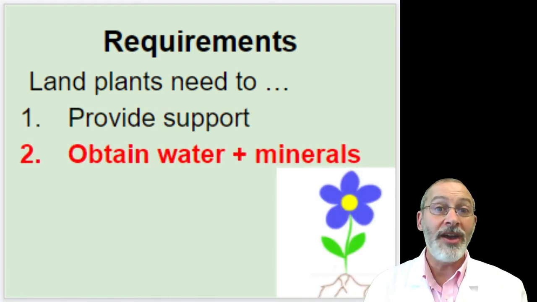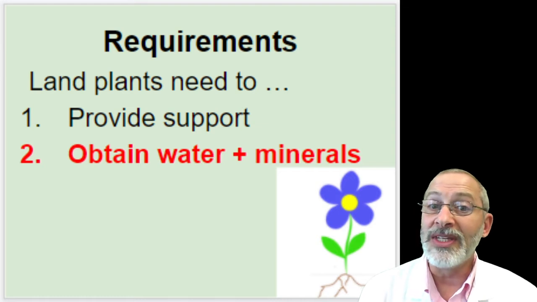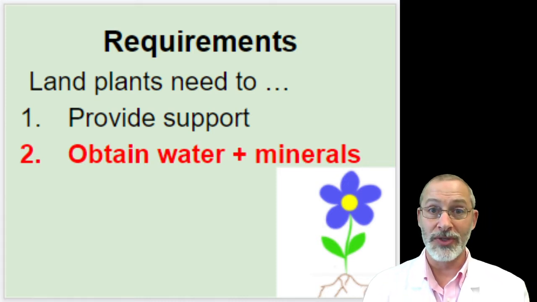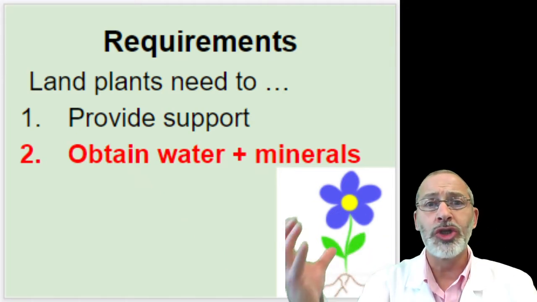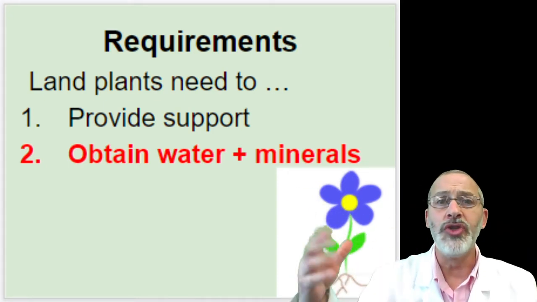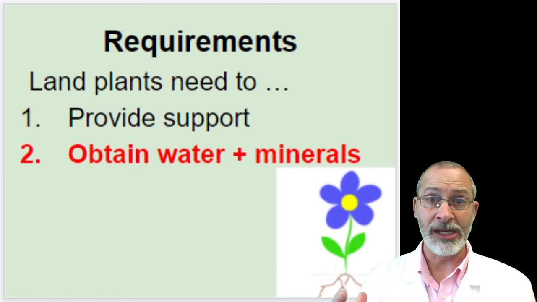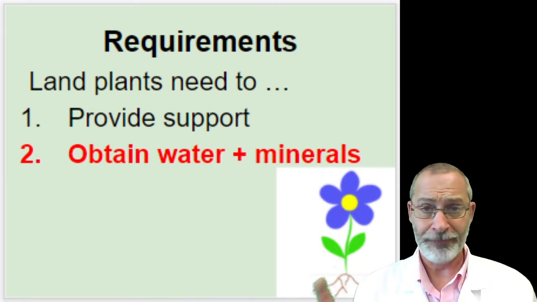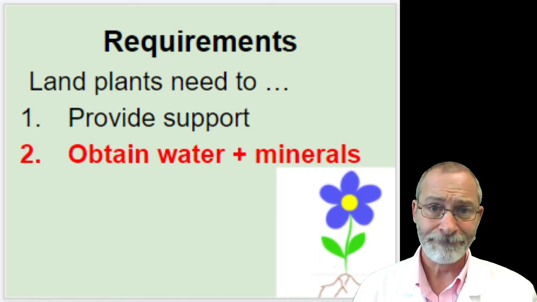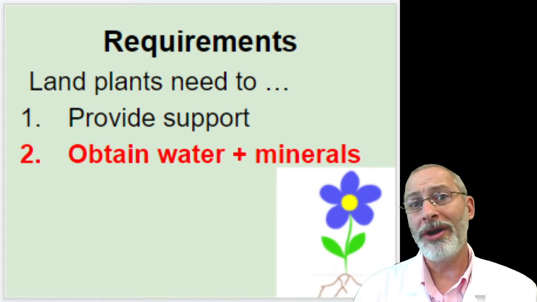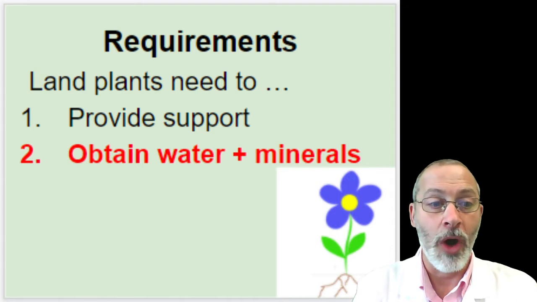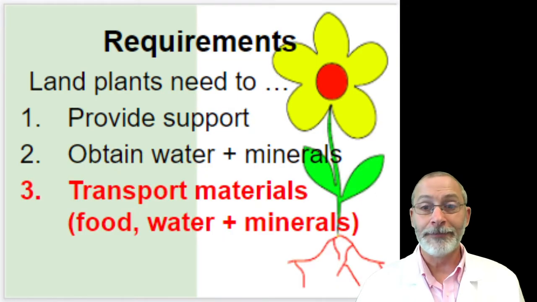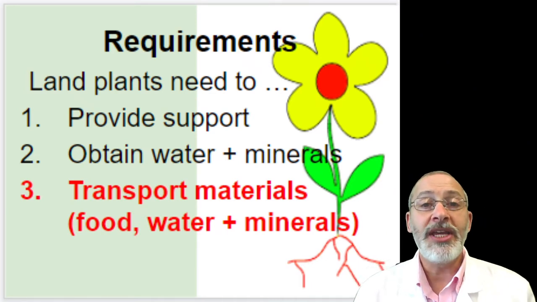Number two, very, very important. Land plants need to obtain water and minerals. In the primitive plants we've talked about in the past, being immersed in the water, just the cellular structure of those primitive plants was enough to absorb the water and minerals, the nutrients they need to undergo photosynthesis, just from the water around them. Land plants? Not so easy. Land plants have to get their water and their minerals from another source, and so they are specially adapted to obtaining water and minerals.